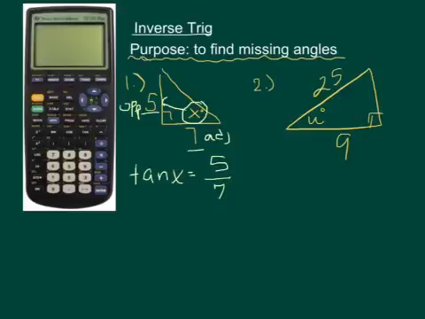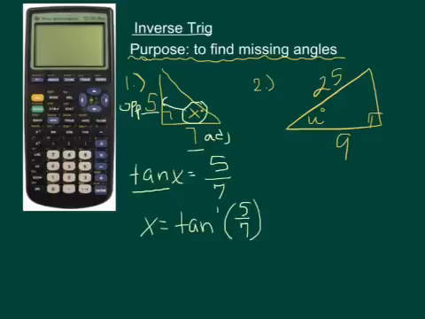The way I get tangent and x away from each other is by using what we call inverse trig. So to separate tangent from x, I'm going to say x equals the inverse tangent. So you're going to see the symbol tan to the -1 and then of 5 over 7.